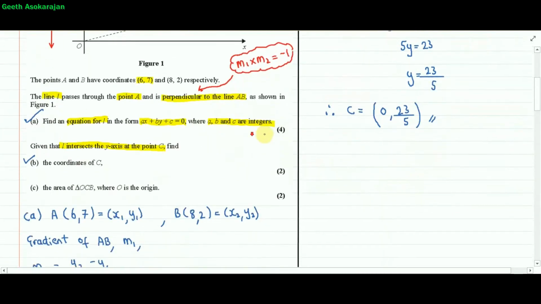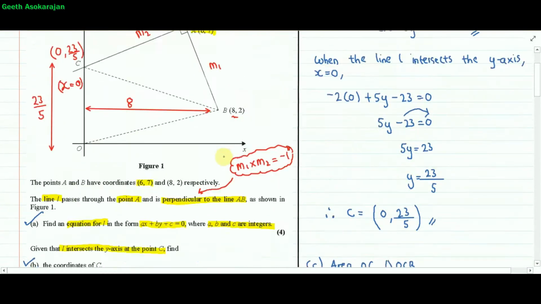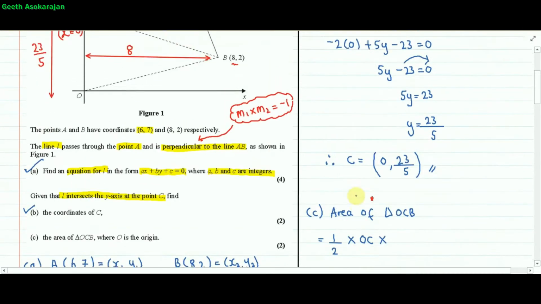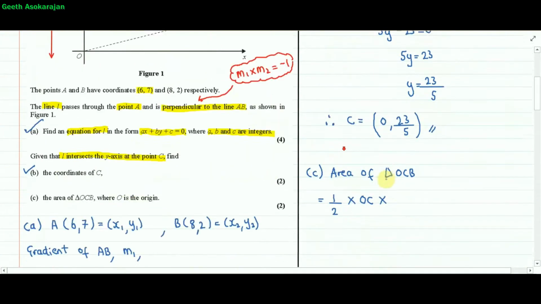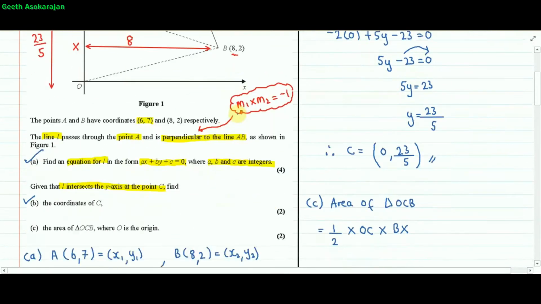So let's have a look at this part C. The area of triangle OCB is going to be half of the base length. Let me take the base as OC, multiplied by the perpendicular height. Let me name this point on the diagram X, say. You can name it any letter you like, so I'm calling it X. So multiplied by BX, where B is the vertex of this triangle.